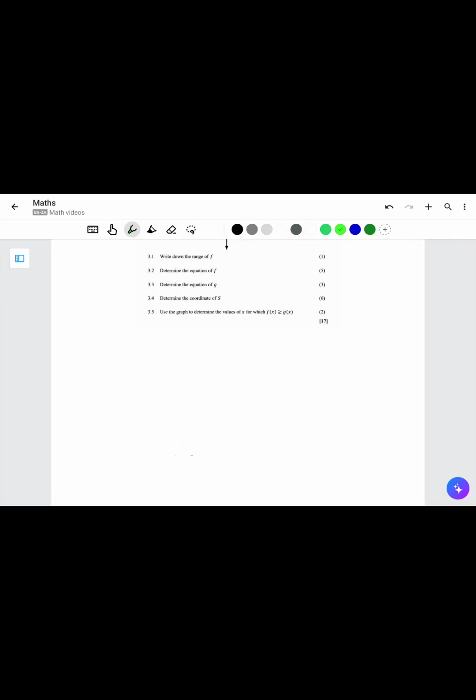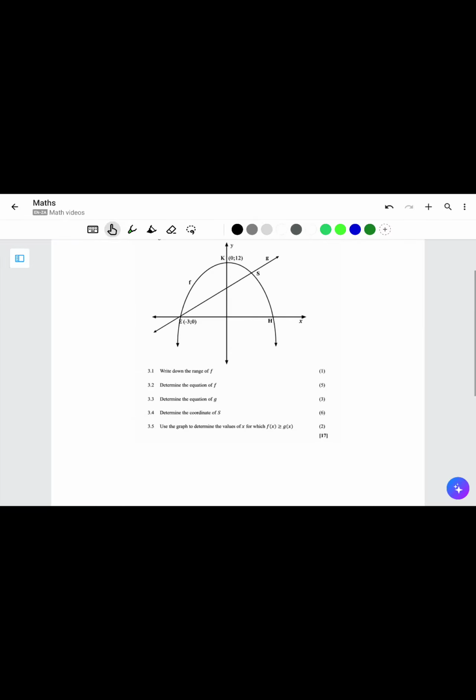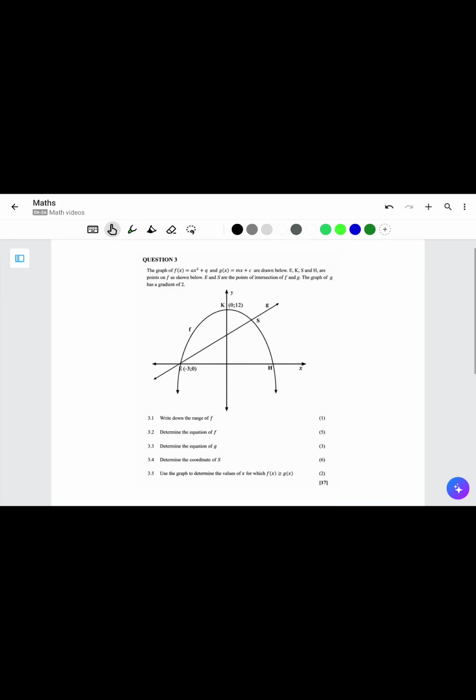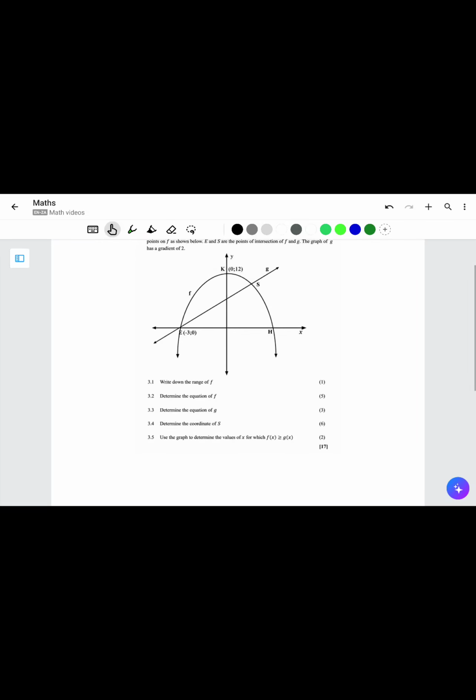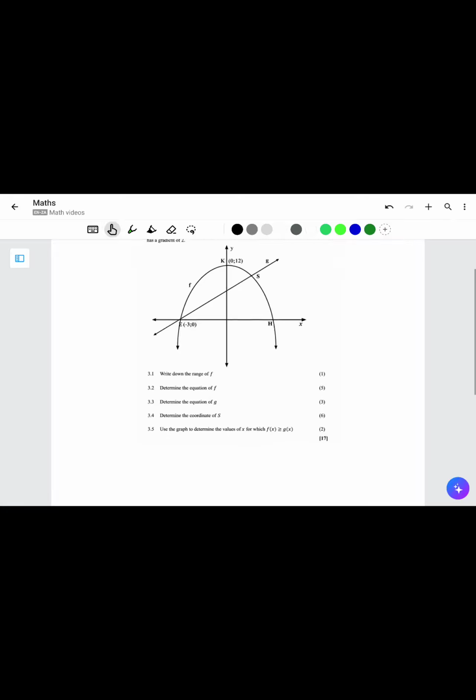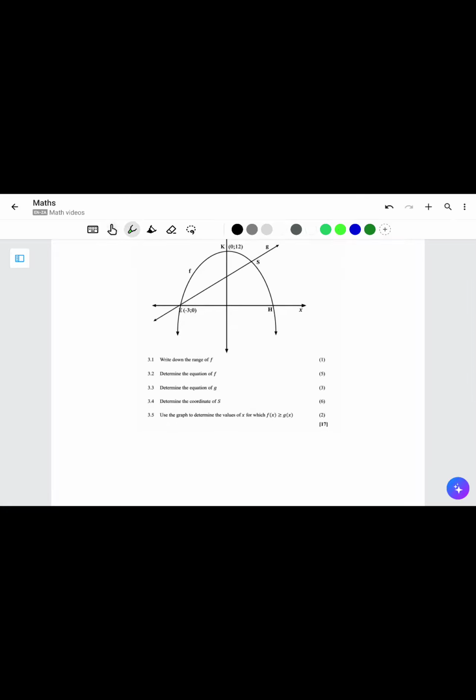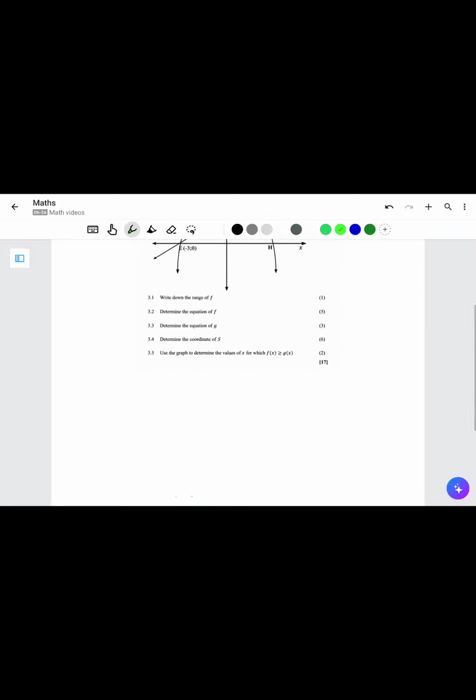Okay, so the next question says determine the equation of g. Okay, so that's your straight line, guys. So let's have a look at it. So we know that g of x equals mx plus c. Okay, that's what was said to us.